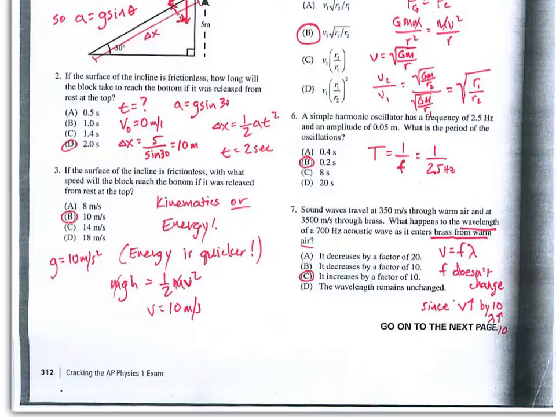For number 7, when dealing with sound, we have to understand that frequency is simply the pitch. So it doesn't matter whether we go from air to brass or brass to air, the frequency, or pitch, does not change. So we look at v equals f lambda. Now the speed of sound will change, which will therefore affect the wavelength. If we're going from warm air into brass, we're going from 350 meters per second to 3,500 meters per second, so that velocity increases by a factor of 10. Therefore, since lambda is on the opposite side of the equation, lambda also goes up by a factor of 10.